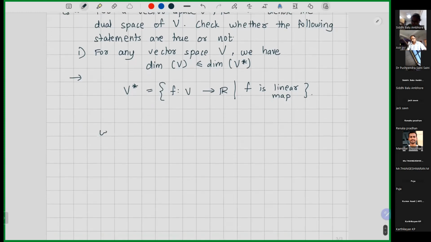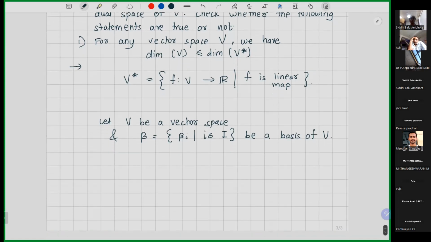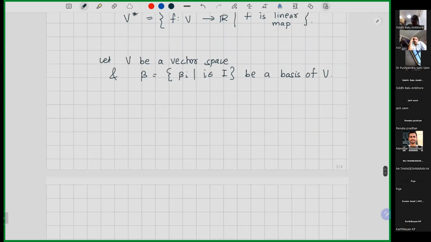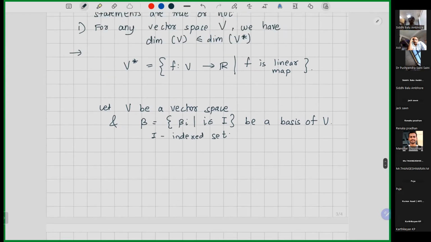So let V be a vector space, and let beta_i, i in I, be a basis of V. Beta could be even infinite dimensional. So I am starting with a basis of V, and I is just any index set. This is my setup, and now I have to check whether I can get an independent set.